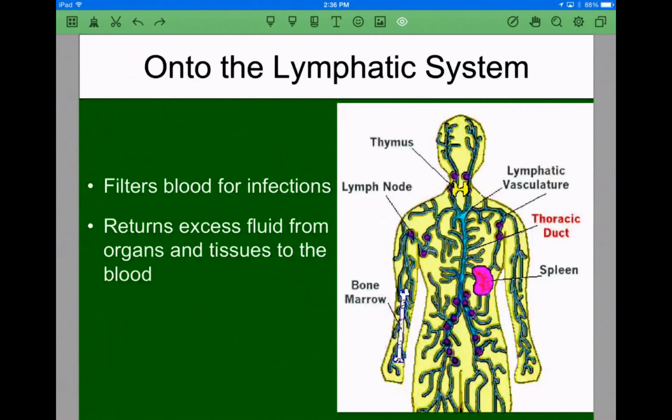So here's the basics, of course, searching for infections and returning excessive fluid. And here they've shown the lymphatic nodules and the major organs. So you do have to know about the thymus and the spleen, and of course the tonsils. Okay, don't forget those. Just make a note of these basics here.